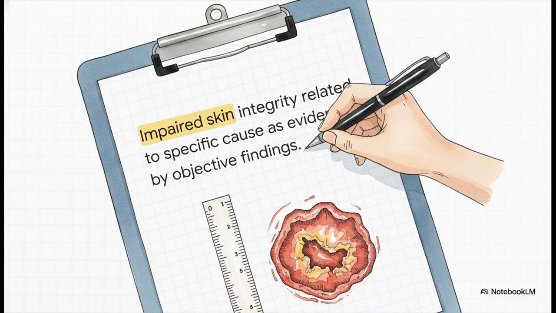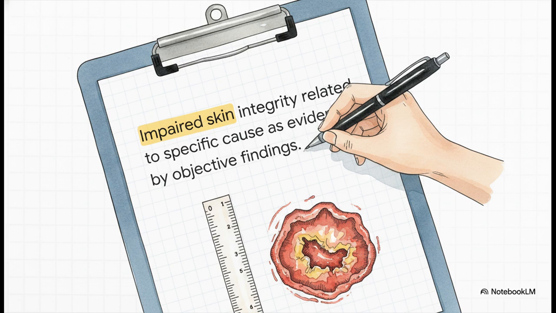Once you've identified the issue, you have to chart it correctly. Structuring your care plans is super easy if you use this fill-in-the-blank formula. It's simply impaired skin integrity related to, insert your specific cause here, like prolonged pressure, as evidenced by, insert your objective findings, say a 3-centimeter shallow open ulcer. It completely takes the guesswork out of charting. Whether you're managing a minor skin tear or a really severe diabetic foot ulcer, this formula keeps your documentation consistent and totally professional.